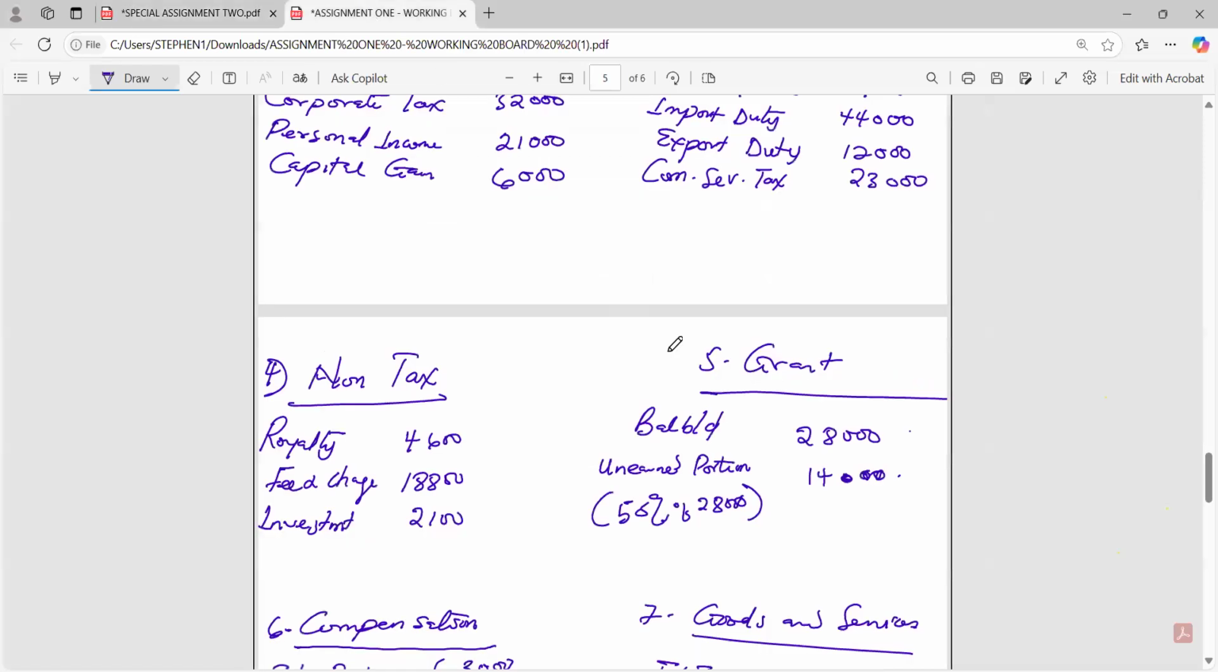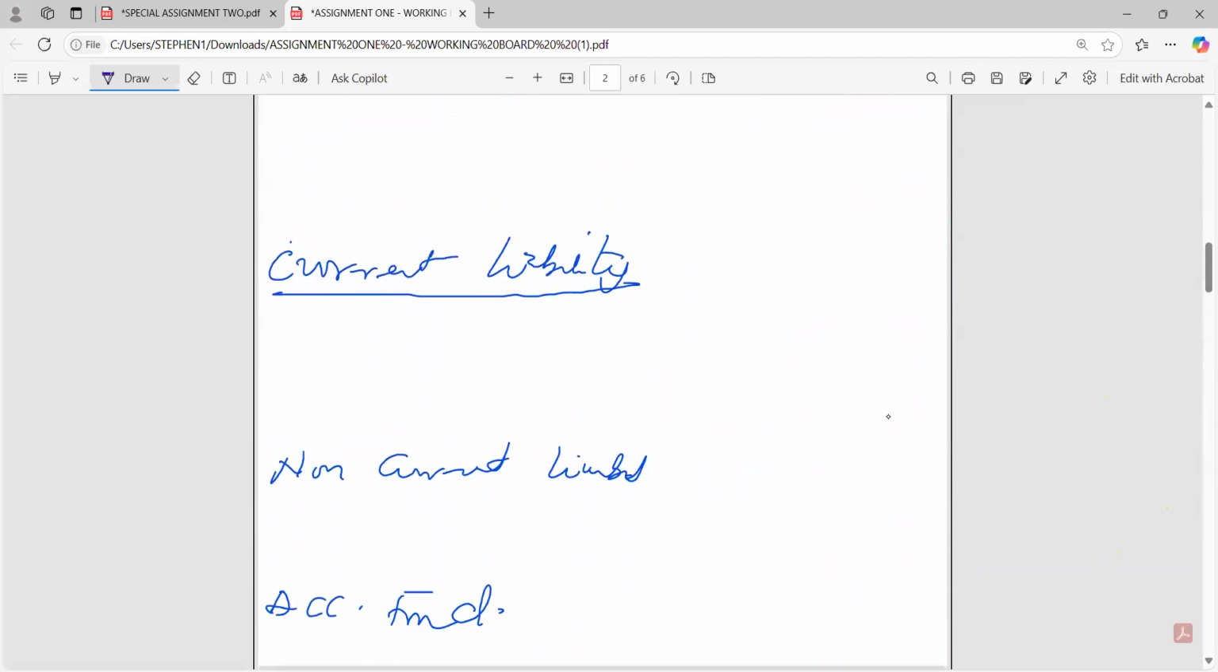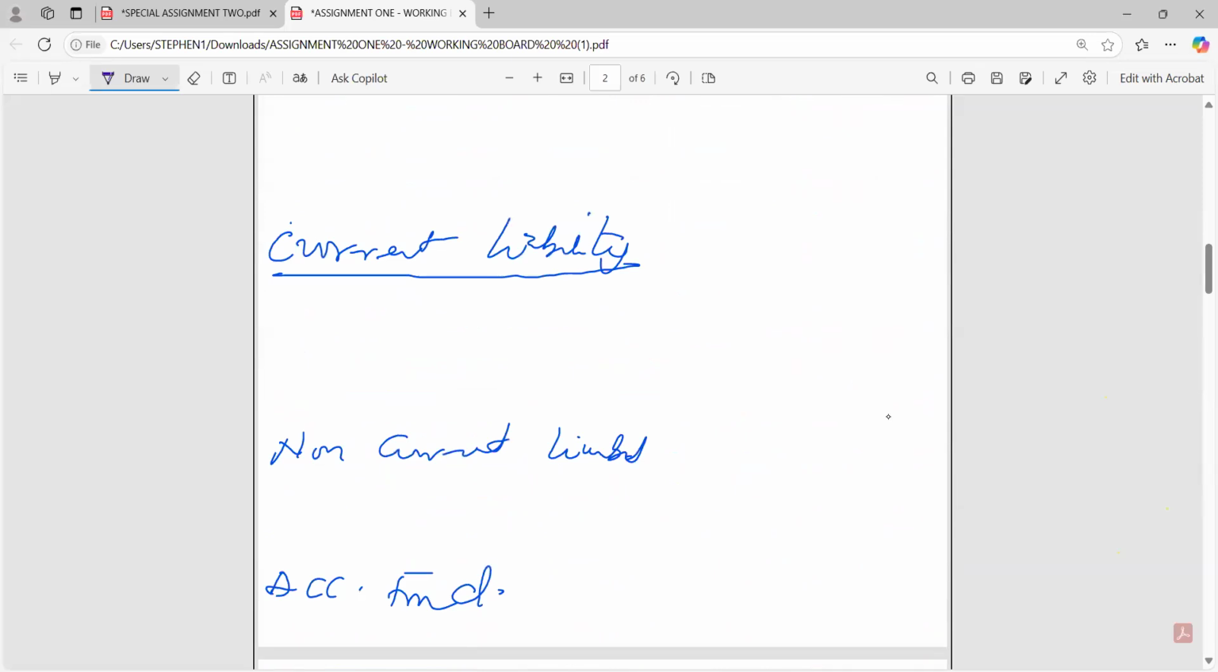So quickly, let's go. 14,000, every transaction has two treatments. This money, we have not earned it yet. So let us send it to liability. It's a liability to us. So subtract it from the grant. Put it in brackets. Subtract it from the grant and send it to liability. So liability is straight here. Current liability. Go and put it here.